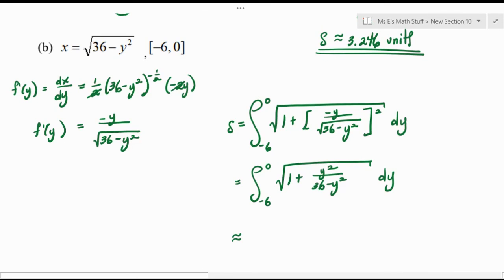And when it's all said and done, you should get approximately 9.425. And since it is arc length, it would just be straight units.